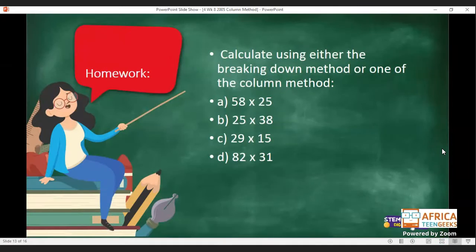And then this homework, you're actually going to find it on the website. Or if you don't find it, you just make up your own 2-digit numbers, your 2 by 2 digit numbers, and then you multiply using either the breaking down or the column method. I would advise you today to use the column method, and after, you can use the breaking down, so that you know both the methods.